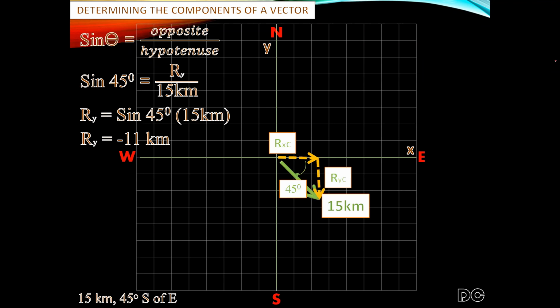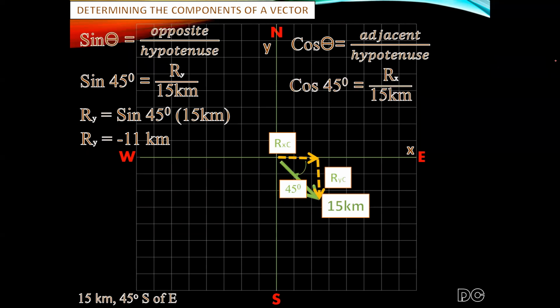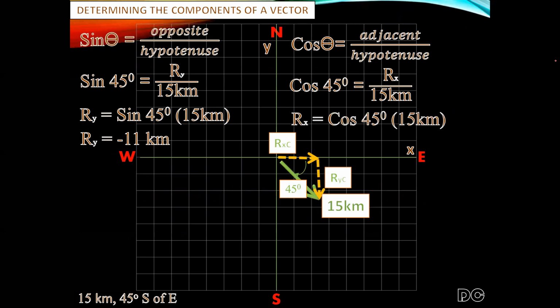Okay, so that is negative 11 kilometers. Next is for the cosine. Since the adjacent side is r sub x, r sub x is equal to cosine 45 degrees times 15 kilometers, and that is equal to positive 11 kilometers. Positive 11 because the x in the fourth quadrant is also positive.